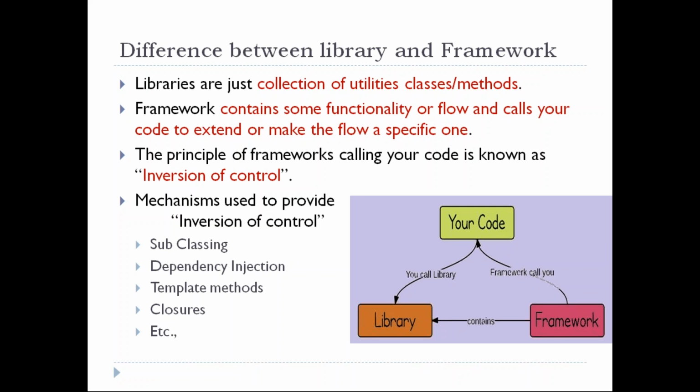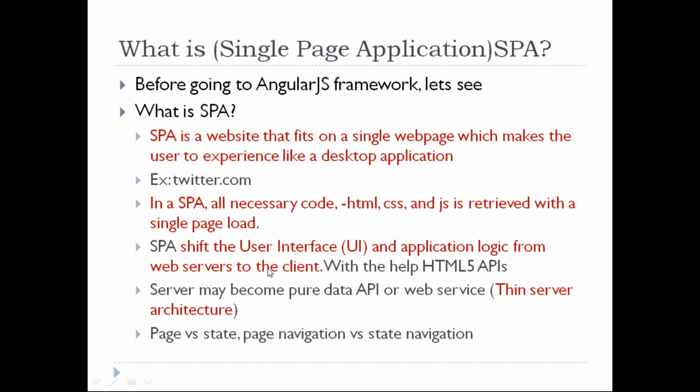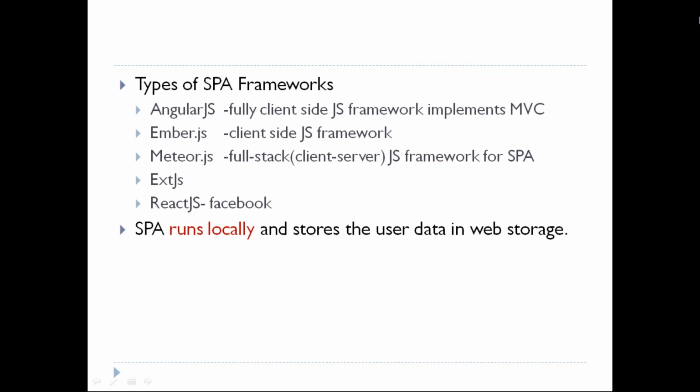I discussed all those things. And one important point is that the possibility of such a complex front-end framework as AngularJS only happened because of the HTML5 APIs. Because of this, we make things easy. Without the HTML5 APIs, it's very difficult to build such frameworks. Hope you understand what AngularJS is, what a framework is, and why we need AngularJS.